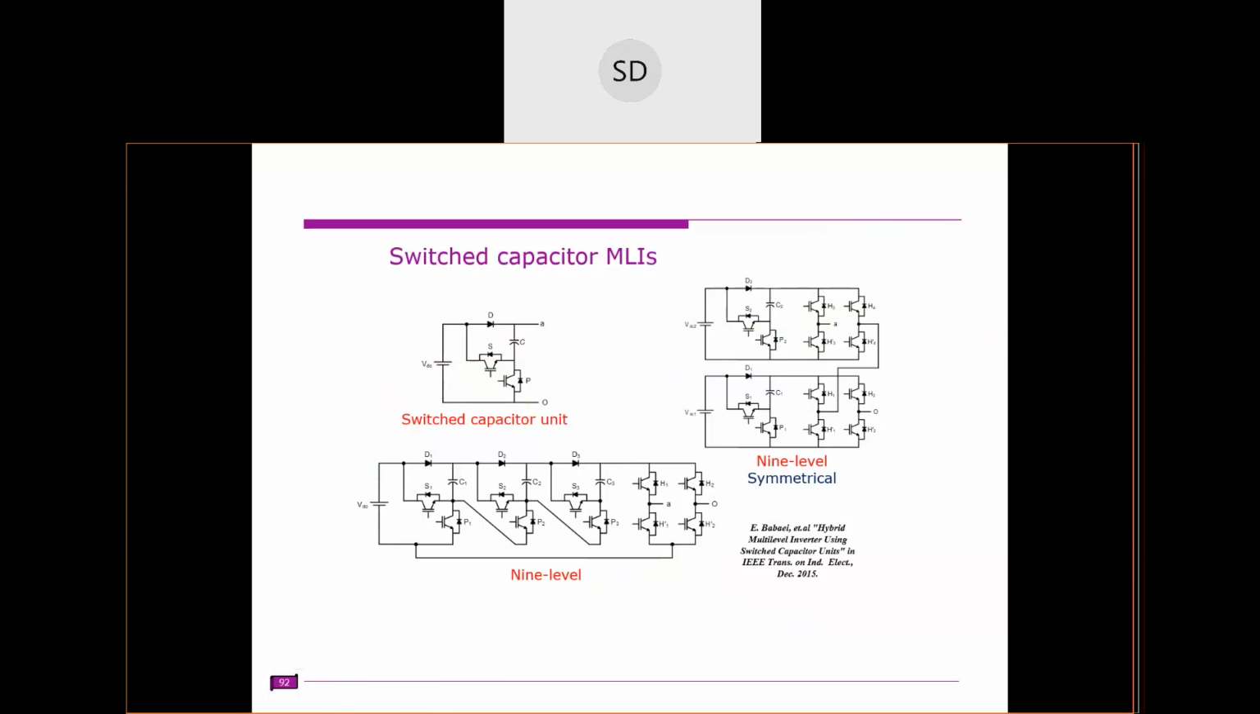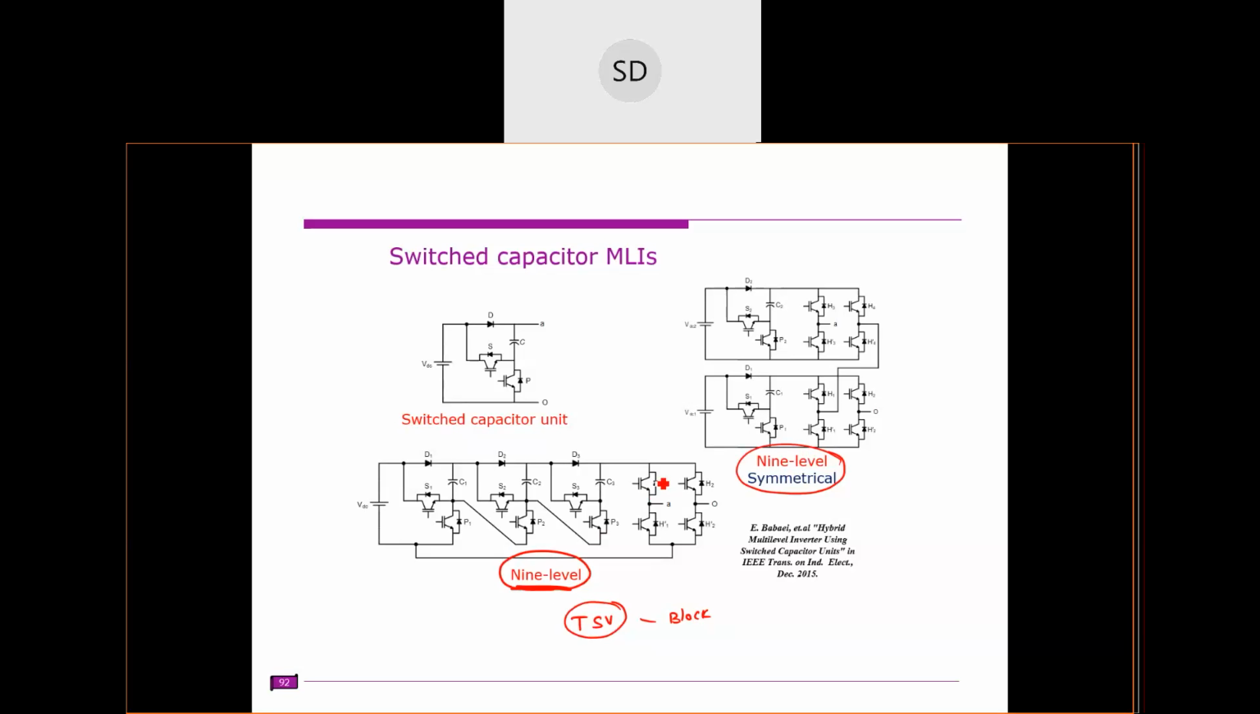In the previous class, someone asked what the significance of the total standing voltage and this blocking voltage is. That will come into the picture now. So here, this is one option to increase the number of levels. This is also producing 9 levels, and this is also producing 9 levels. So now we need to compare these.